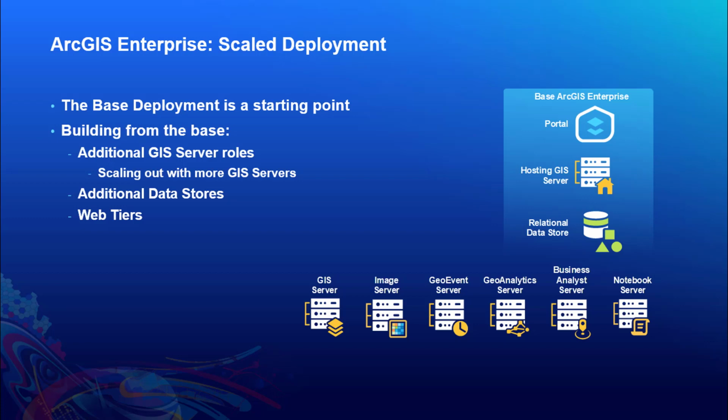So the base deployment with ArcGIS Enterprise is the starting point, and you can certainly expand from there, either by adding GIS server roles or scaling out your existing role. For example, GIS server, you can add multiple machines to expand that role, or if you're taking the route of expanding your capability, you can add an image server, geo event server, business analyst server. But before you start scaling your deployment, consider providing good infrastructure like stable storage, ample hardware resources. These should be one of the first steps you make when tuning any deployment.